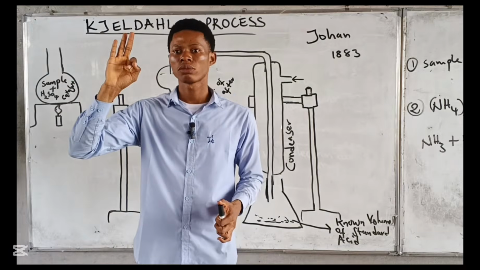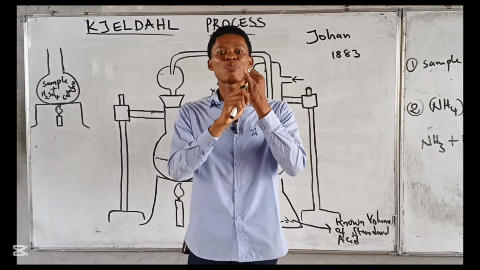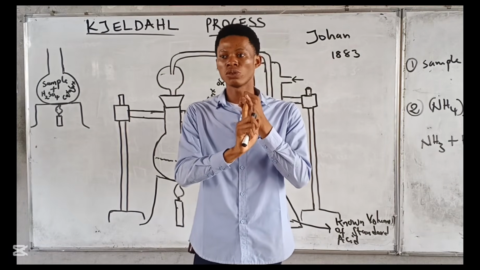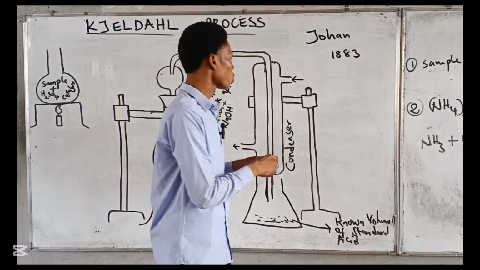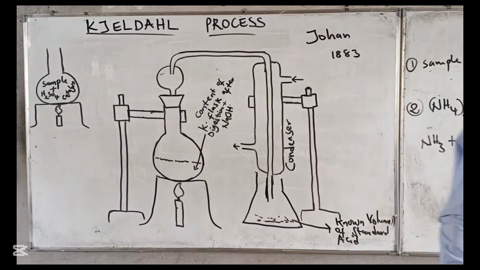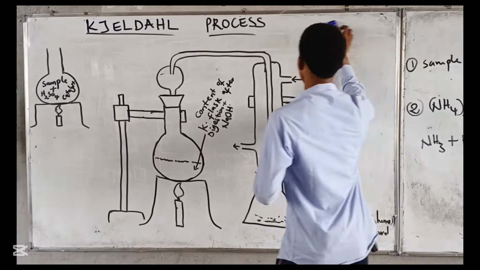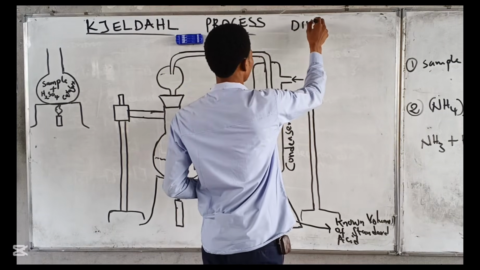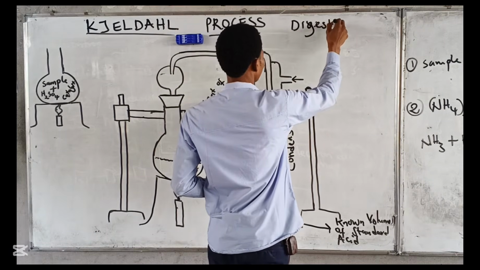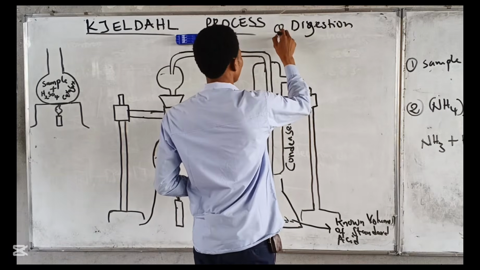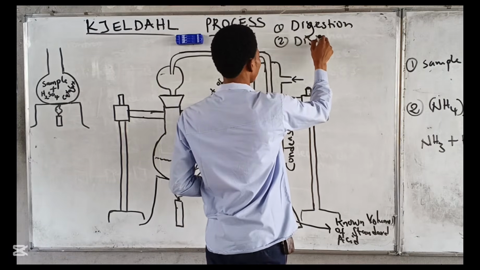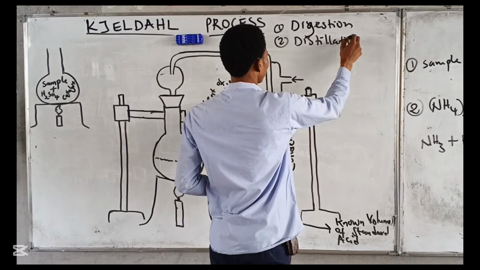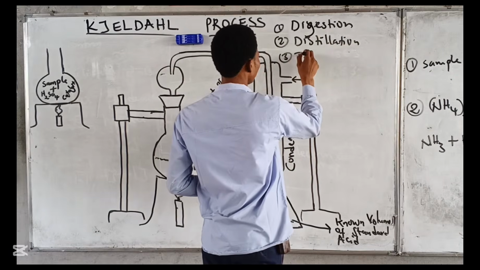Now, the Kjeldahl method has 3 steps. How many steps? 3 steps. The first step is digestion. The second step is distillation. And the third step is titration.